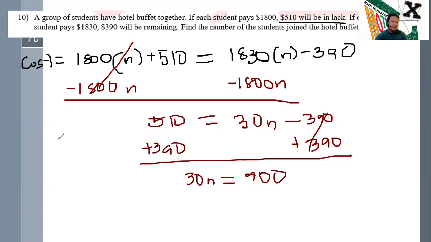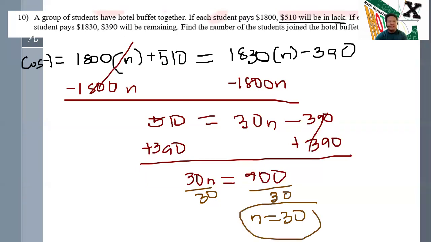So to solve for n, you just divide both sides by 30. It will give us n equal to 30. So there are 30 students. It's a little bit of algebra, but applying the concept. Each of the students pays 1,800, you need to have 510 more. If you pay 1,830, there's an extra 390. So the total value for the cost will be that one. That's your cost, and that's the answer to our question.